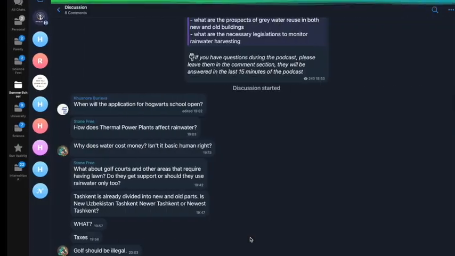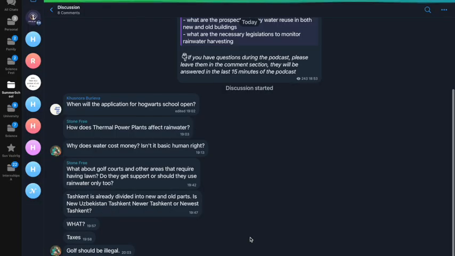By all means, make your deals, but pay full price for that water, because that's the most expensive way of using water. Most expensive way. Yes. I cannot agree more with that. Golf should be illegal, says our user. Of course, you can go to that extreme as well. You can totally prohibit it.